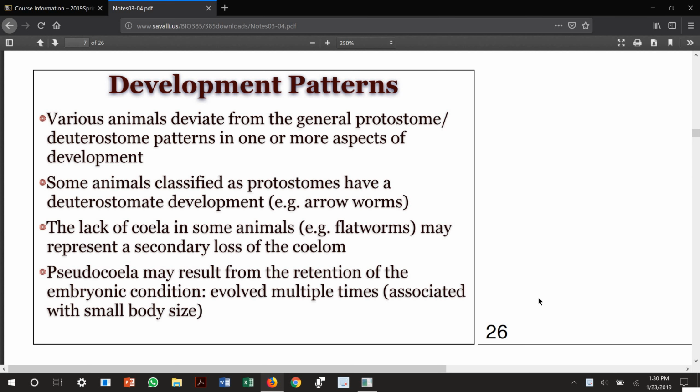As you evolve to become smaller, you do that by arresting your development at a juvenile stage, so they've retained the juvenile characteristic of having only a pseudocoelom, a remnant of that original blastocoel.